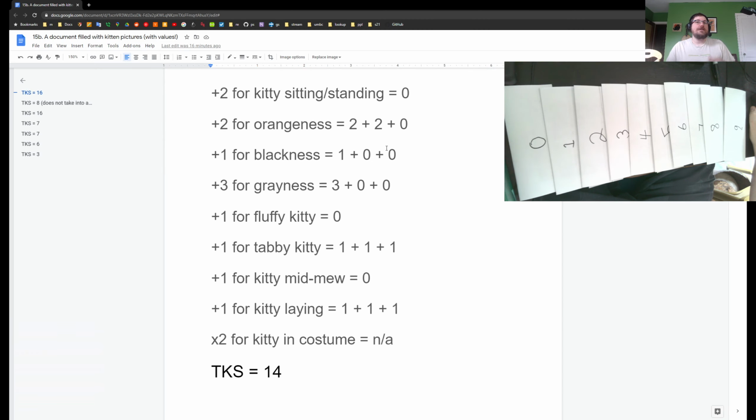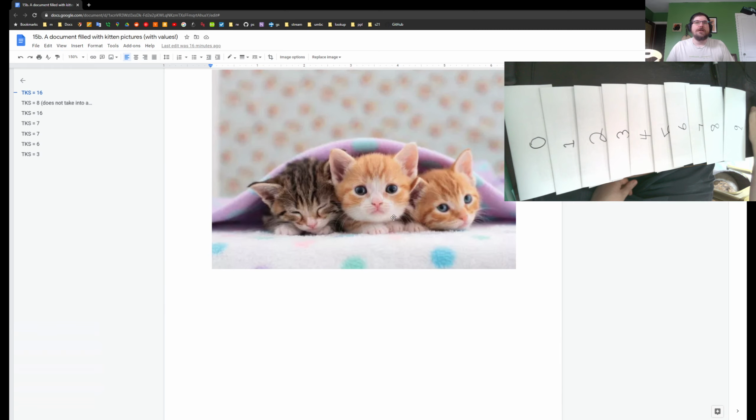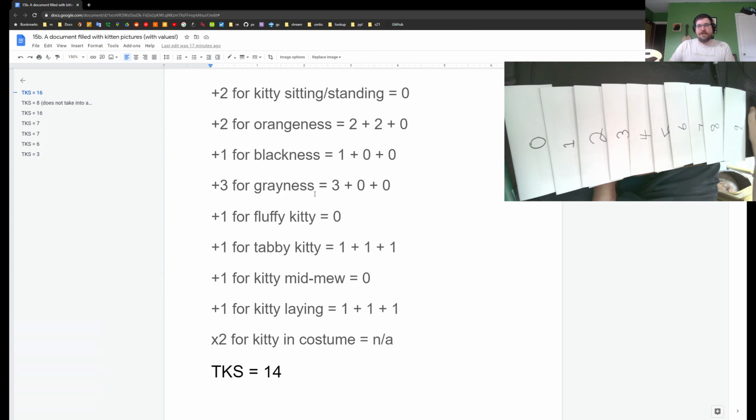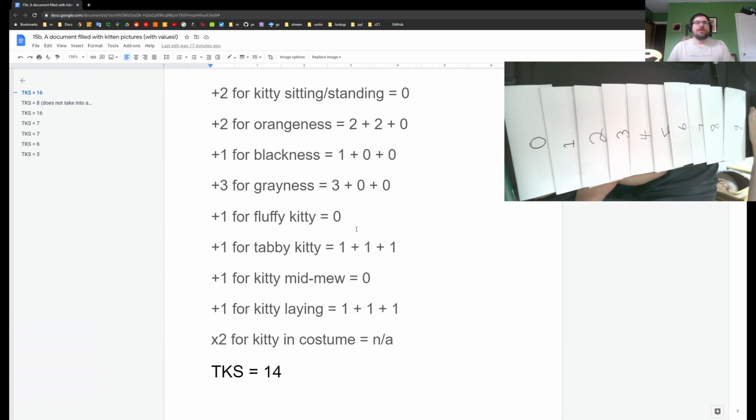So here, not as many points. There's a lot of orangeness going on, which is good. These are very, very small, almost illegally small kitties. We're going to have to send them to Small Kitty Penitentiary Center. But I will summarize that the total kitty score for these 3 kitties is 14. 14 for these 3 kitties.